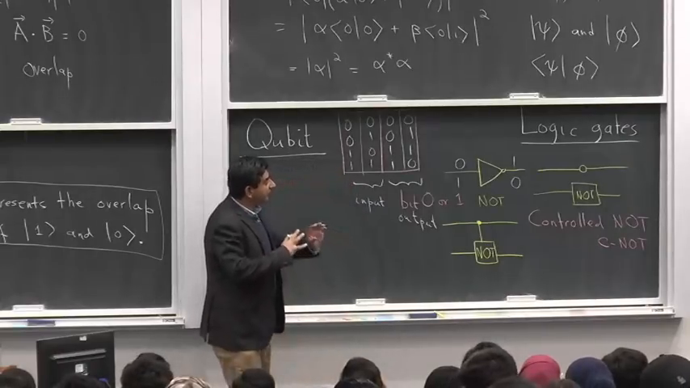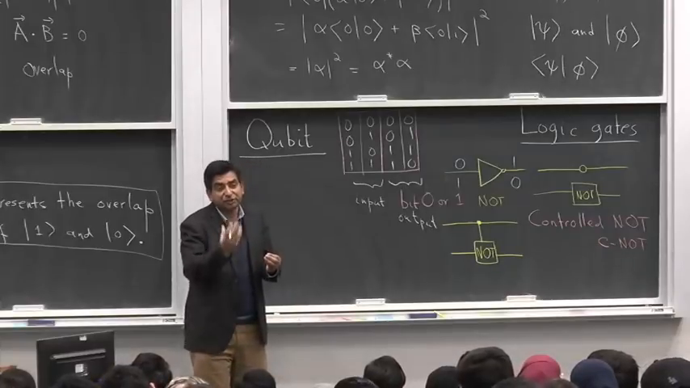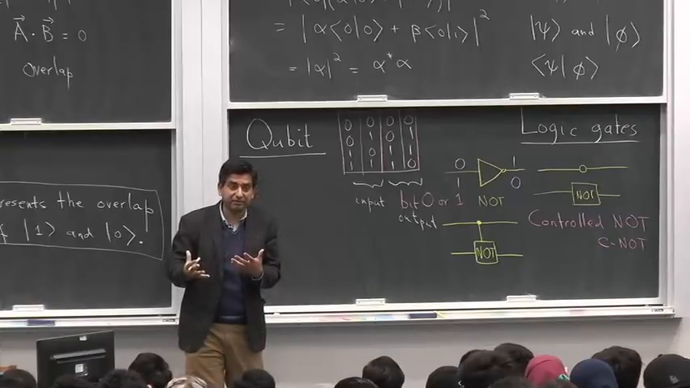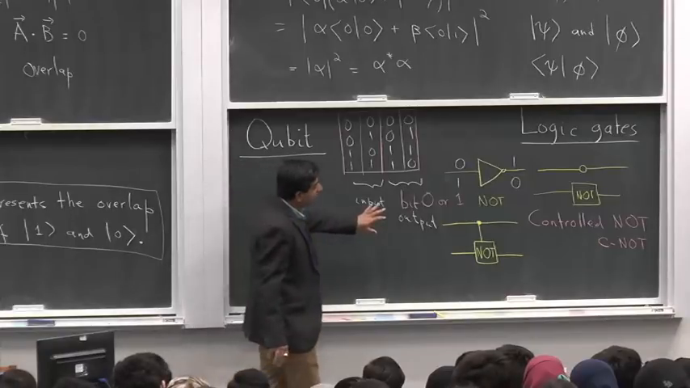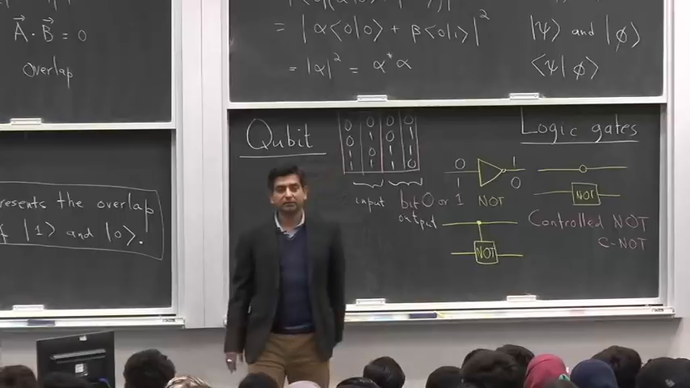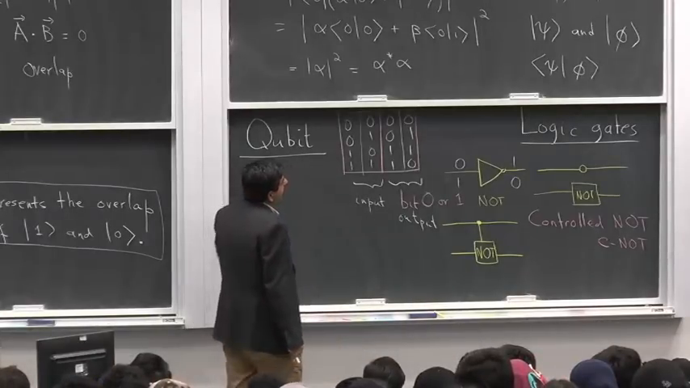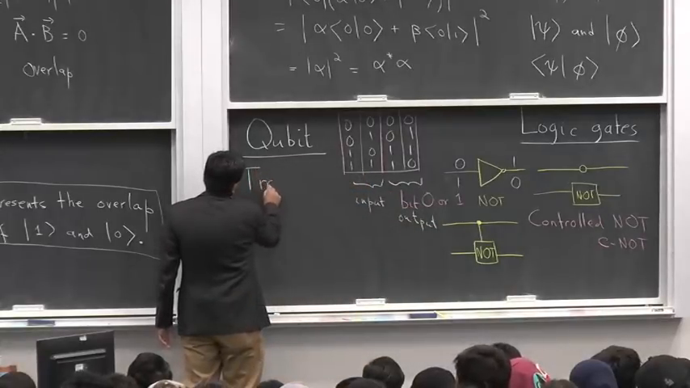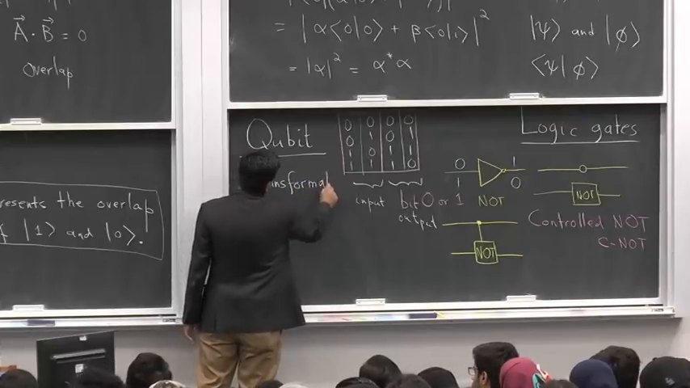Now we would like to create. We've seen that qubits can be made, superpositions can be made in certain devices. Now how do we process that information, that quantum information? So we might need to build up analogs, quantum analogs of these gates. Alright, that's the goal. Now, these gates are doing some kind of transformation. They are transforming information or processing information.